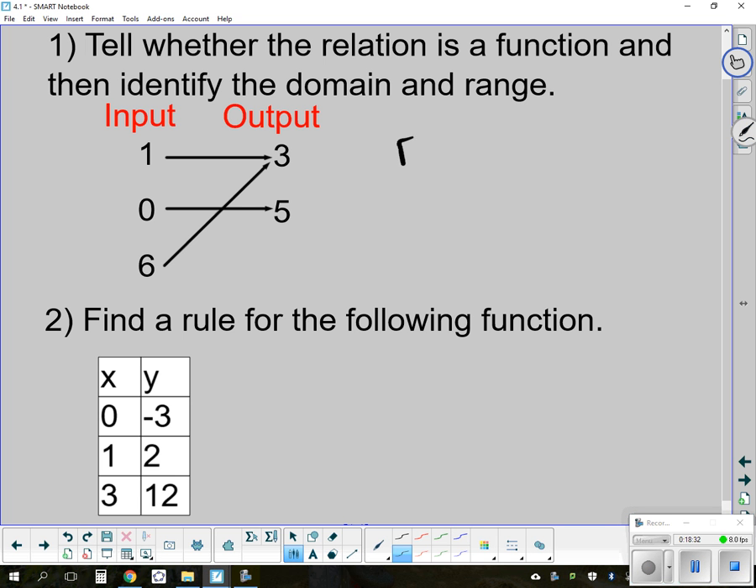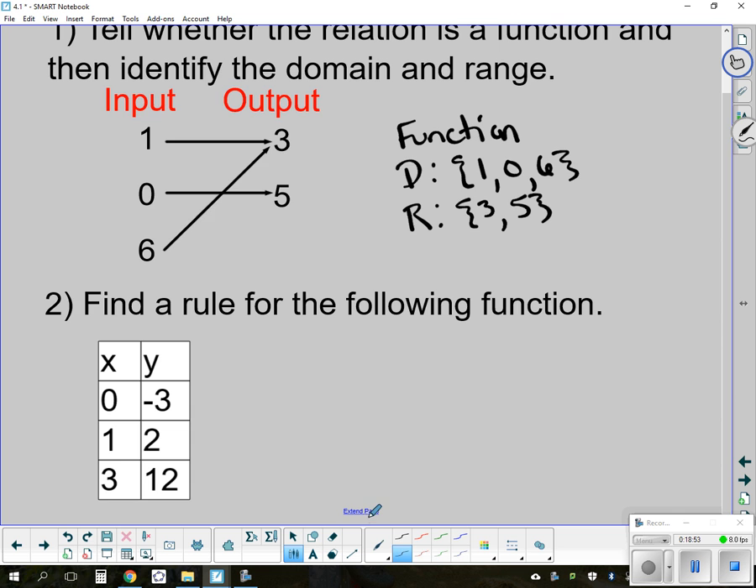Okay, number 1 is a function because each x only goes to one y. It does not matter that the 1 and the 6 share a y. It just has to be that each x only has one y. Your domain is 1, 0, and 6, and your range is 3 and 5.